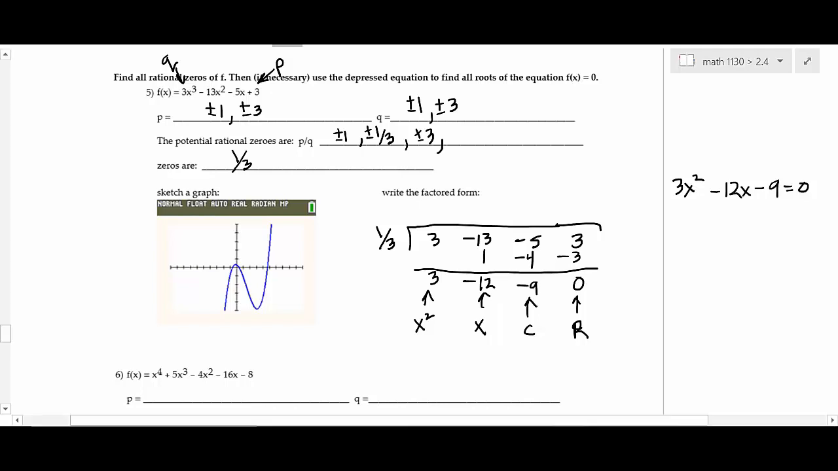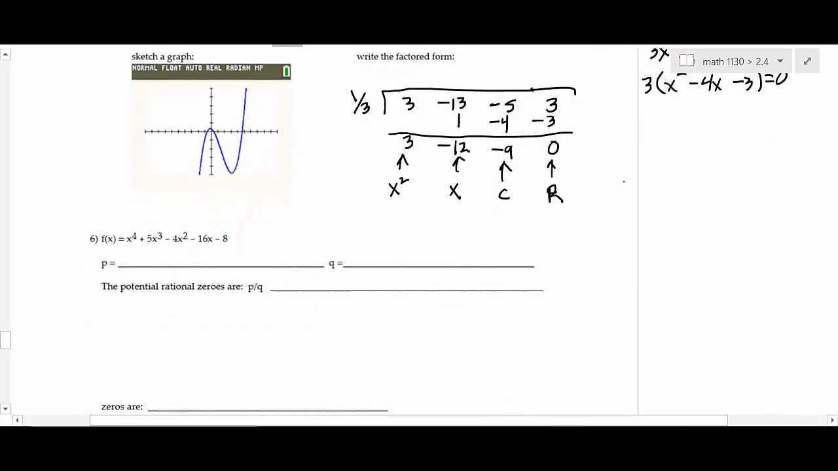Well, does this have a common factor? 3. Let's take a 3 out. Go ahead and take a 3 out if you want to. So that's 3x squared minus 4x minus 3 equals 0. Now this one won't factor. You can play with the factoring, it isn't going to work. So what do you have to do? Go to the quadratic formula. Every now and then you have to do that. So let's go ahead and do that.